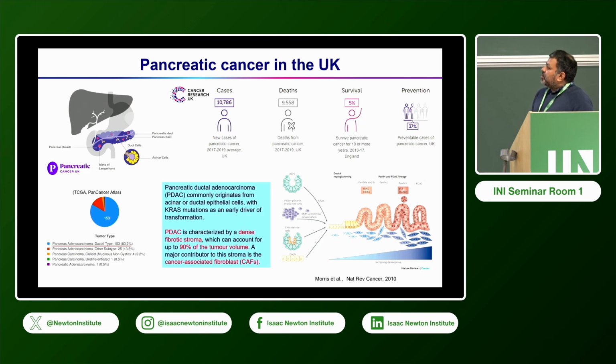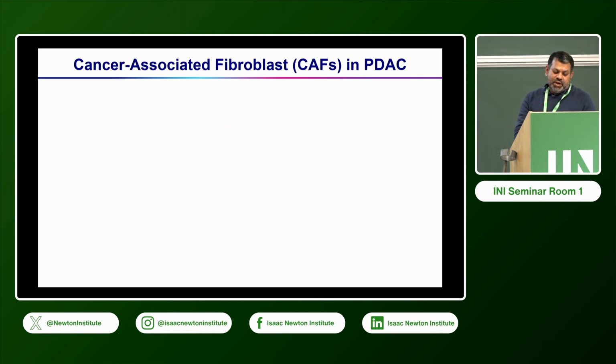More than 80% of pancreatic cancer cases are ductal type. We commonly call them PDAC. And PDAC is characterized by a dense fibrotic stroma, which can account for up to 90% of the tumor volume. The major contributor for this stroma is the cancer-associated fibroblasts.